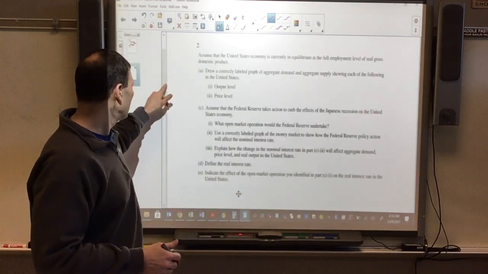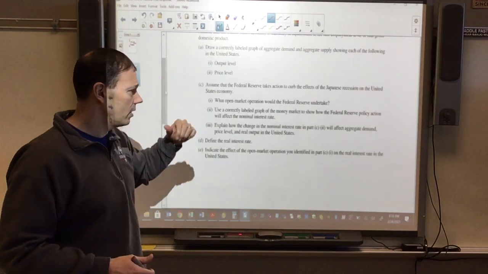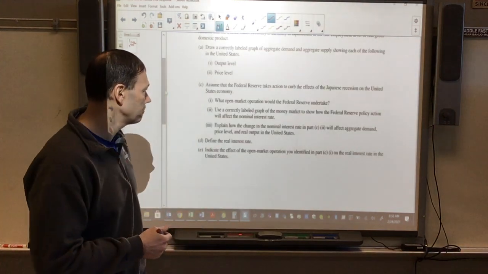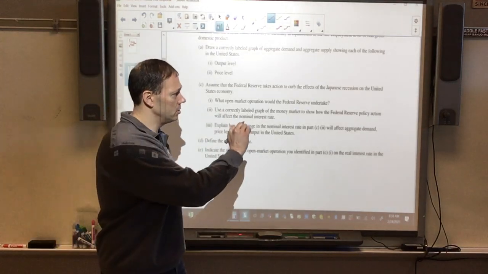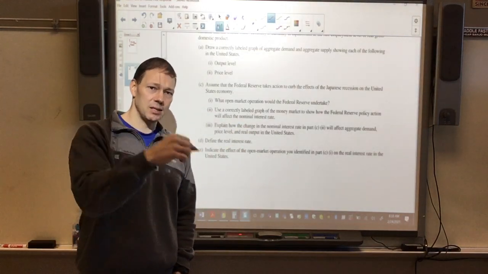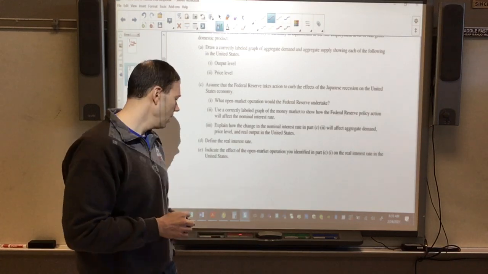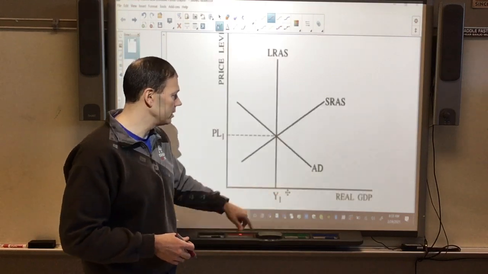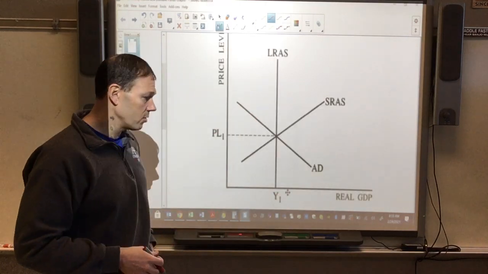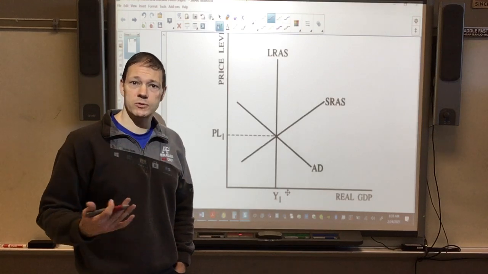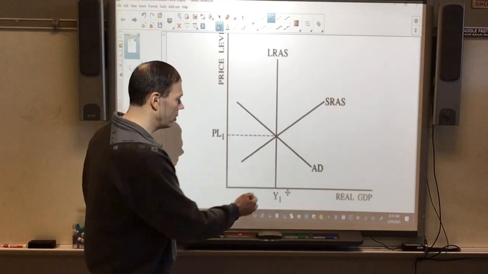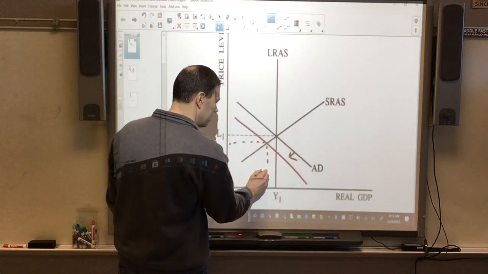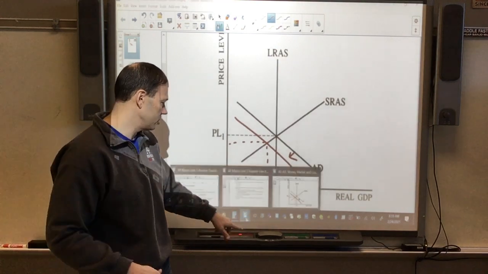That should be good to go. Now letter C says, and again I kind of alluded to the fact that in letter B, which I skipped because of some international stuff we haven't done yet, that when Japan goes into recession, it puts us into recession because I think in part B it indicated that they're a major trading partner with the United States. One of the components of aggregate demand is exports. Well, if Japan's in a recession, they can't buy as many of our goods, and that's going to cause aggregate demand to decrease, and as you can see here, that puts us in recession. Bottom line is we're in recession.